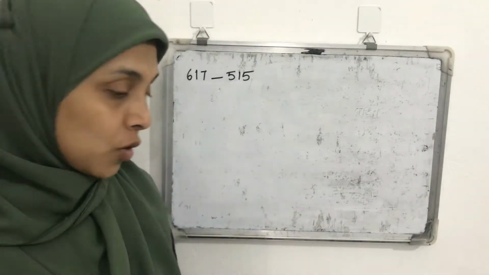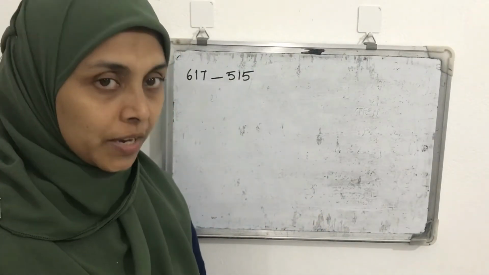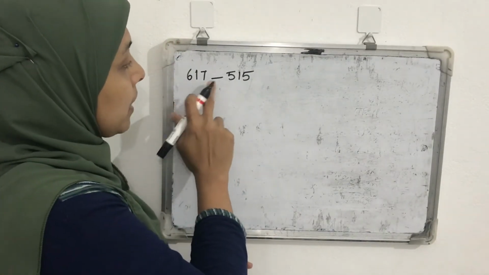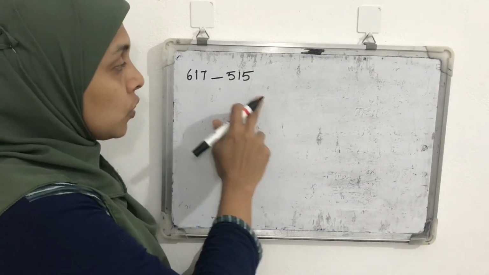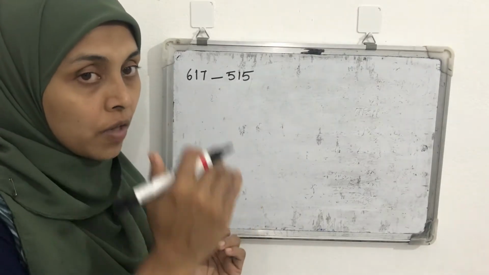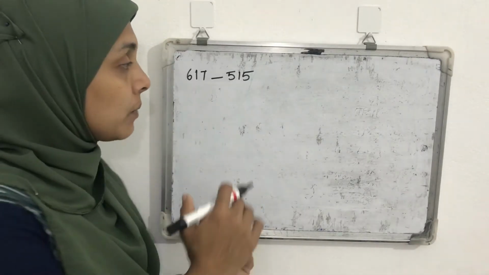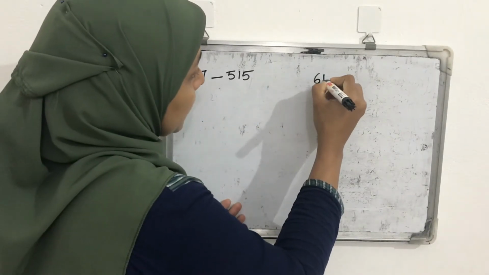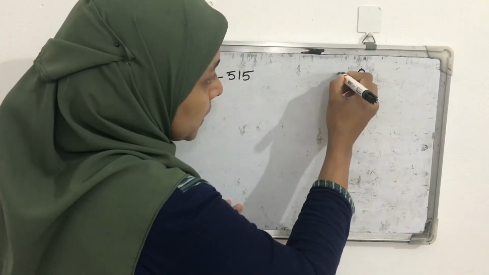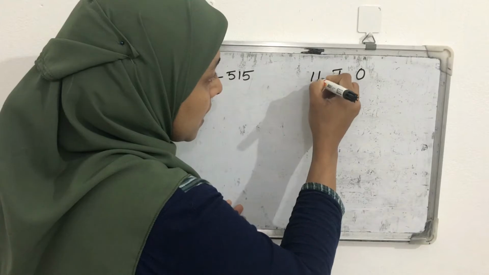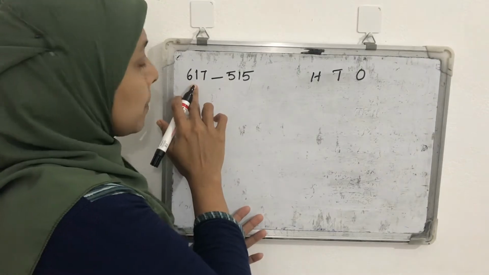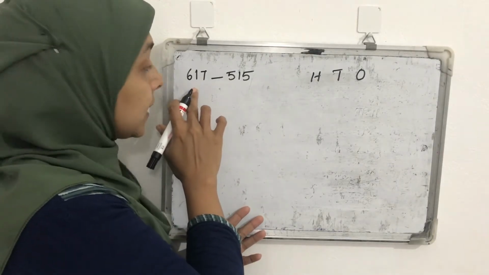Let us discuss the remaining questions from the subtraction part. Question is subtract 617 minus 515. If you get a question like this, first we want to arrange it column-wise. How do we arrange numbers in columns? First write 617. We can first mark the place values: ones, tens, hundreds. How many digits here? 3 digits in each number. So first we write 617.